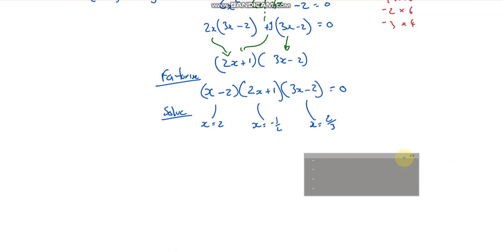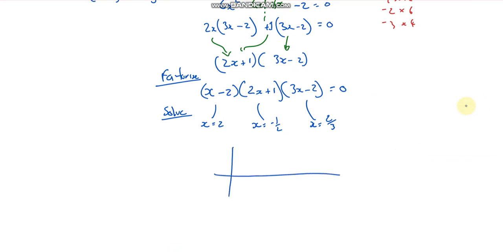What that's telling you is the roots are at 2, negative a half, and 2/3. Okay, so that's your roots. Now I don't know if it's doing something like that, or like this. I don't have enough information. I just know that's the roots.